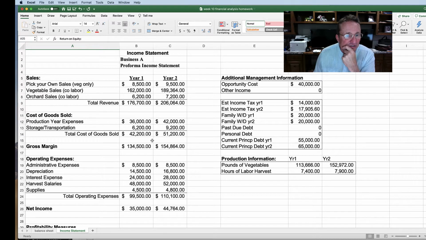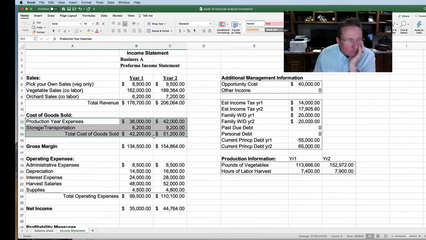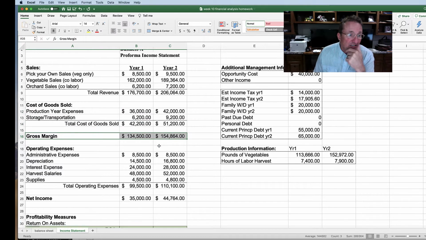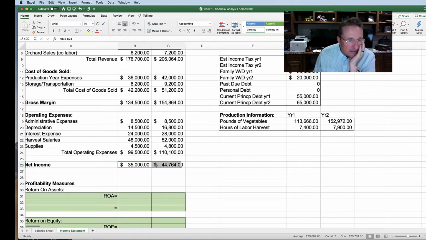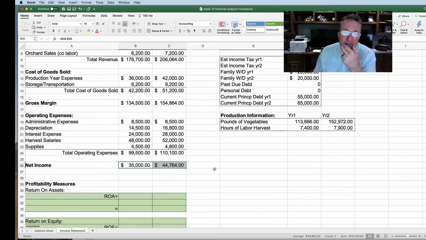That's section 2. Now, the income statement I gave you was year 1 and year 2. It's a pick your own vegetable business connected to that balance sheet we just looked at. And we've got revenue, we've got cost of goods sold, we've got gross margin. Gross margin's profitable, that's a good sign. We've got expenses, and we are profitable both years. Net income does go up, so that's good.